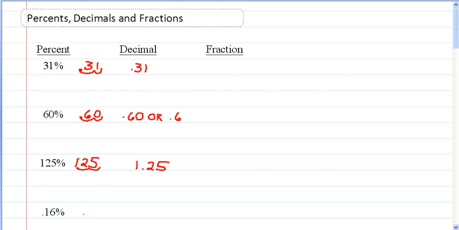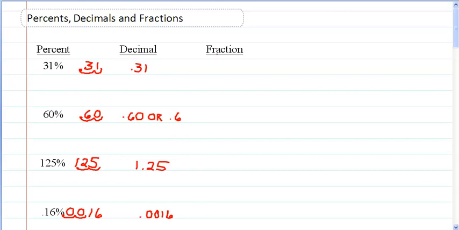For 0.16%, 0.16 already has a decimal, but we still follow the rule of moving it over 2 places to the left, and when I do that, I have to add 2 zeros as placeholders, so 0.16% is 0.0016. So that's how you convert from percents to decimals.